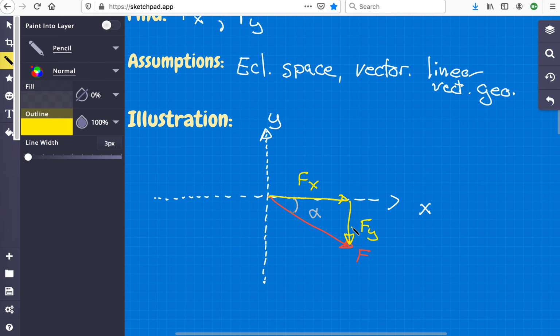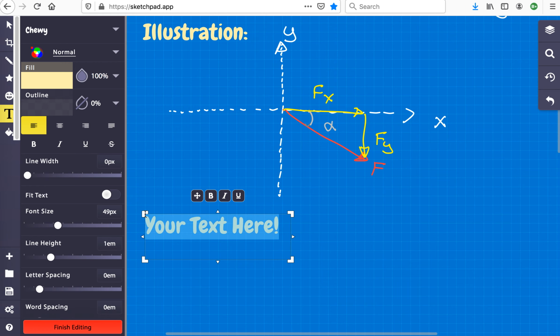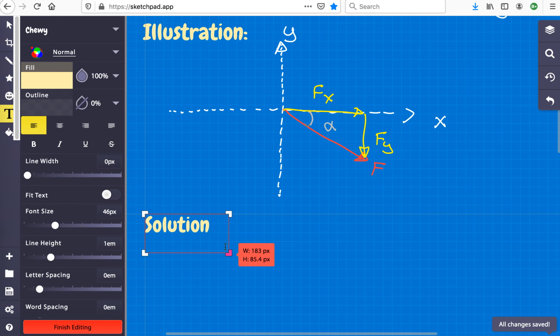So if we continue on down, now we have some sort of outline to look at our solutions. So for our solution, let's put the word solution, and change the font size a little smaller. That's good. It's good to know what a solution looks like.